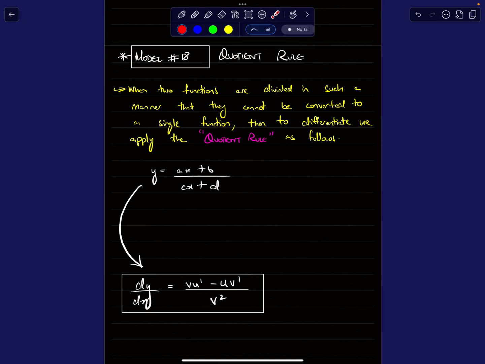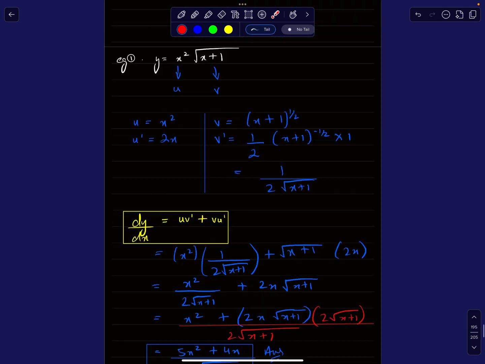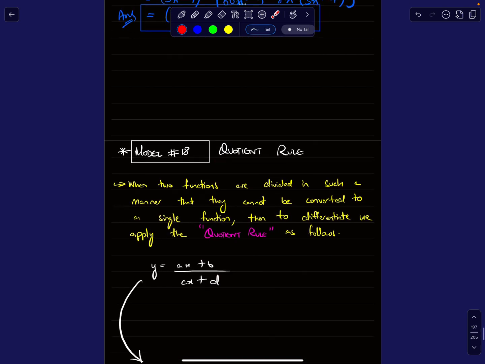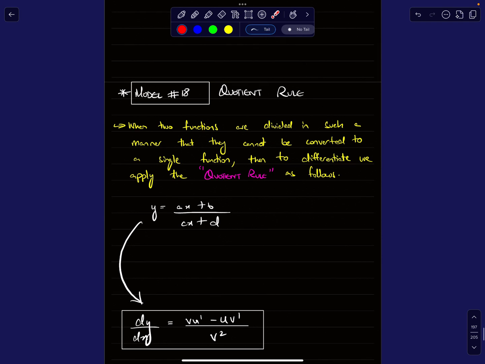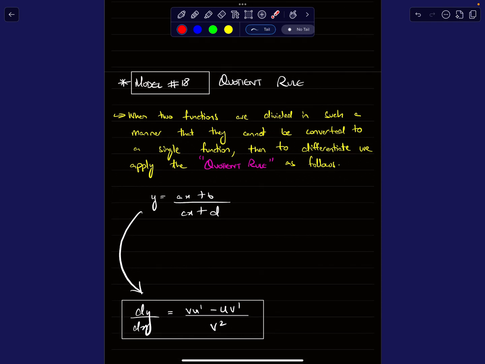So quotient rule is a little similar to product rule, which we learned earlier, with respect to the fact that we'll use u and v again, but it's a little different. We have two functions this time, like previously, but this time they're divided in such a manner that they cannot be converted to a single function. Thus, to differentiate, we apply the quotient rule.